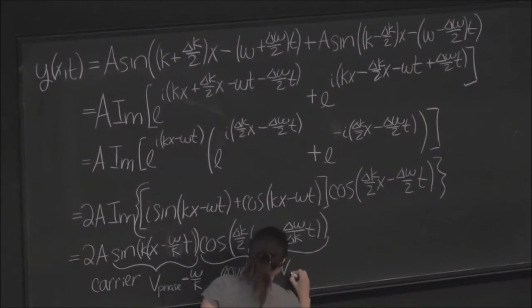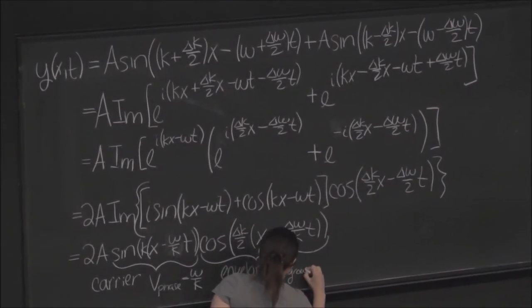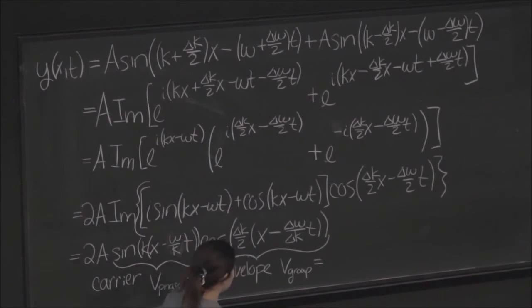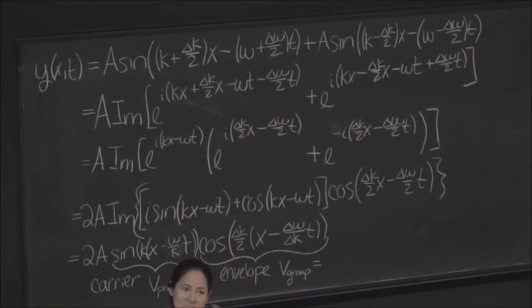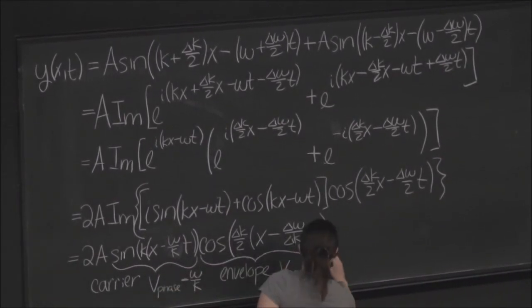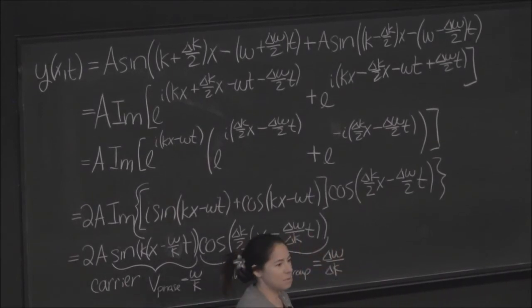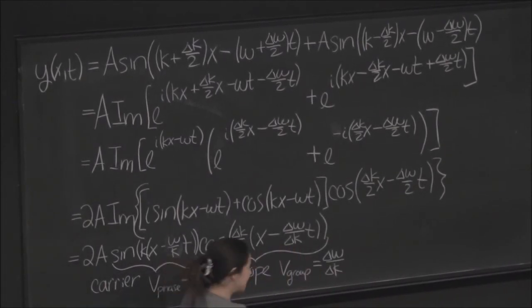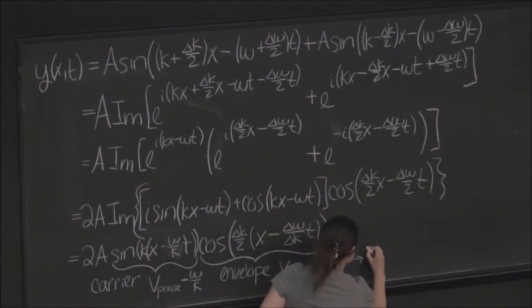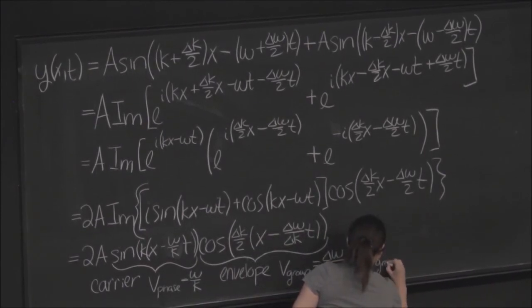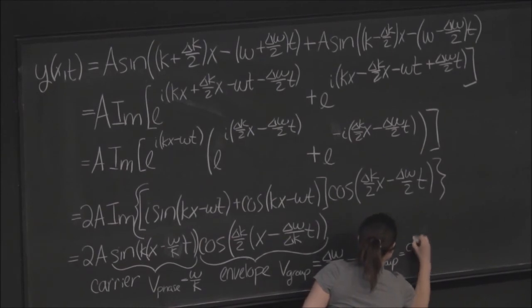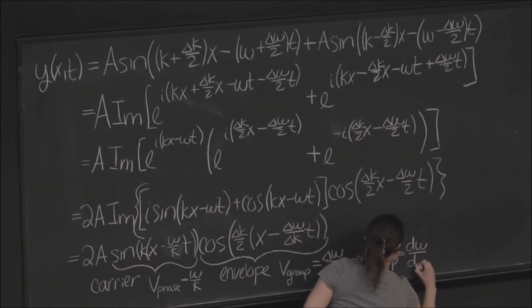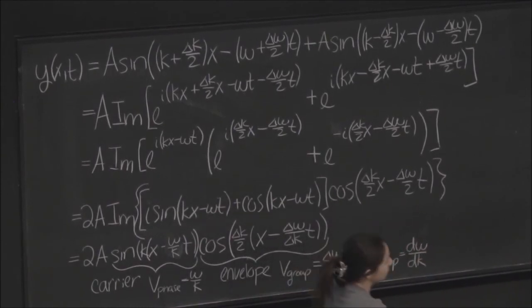Okay, and this is going to be called the group velocity. What's our group velocity going to be? Delta omega over delta k. What if those deltas get really, really tiny? Well, what do the deltas become? d's. So we're going to get v group equals d omega over dk.